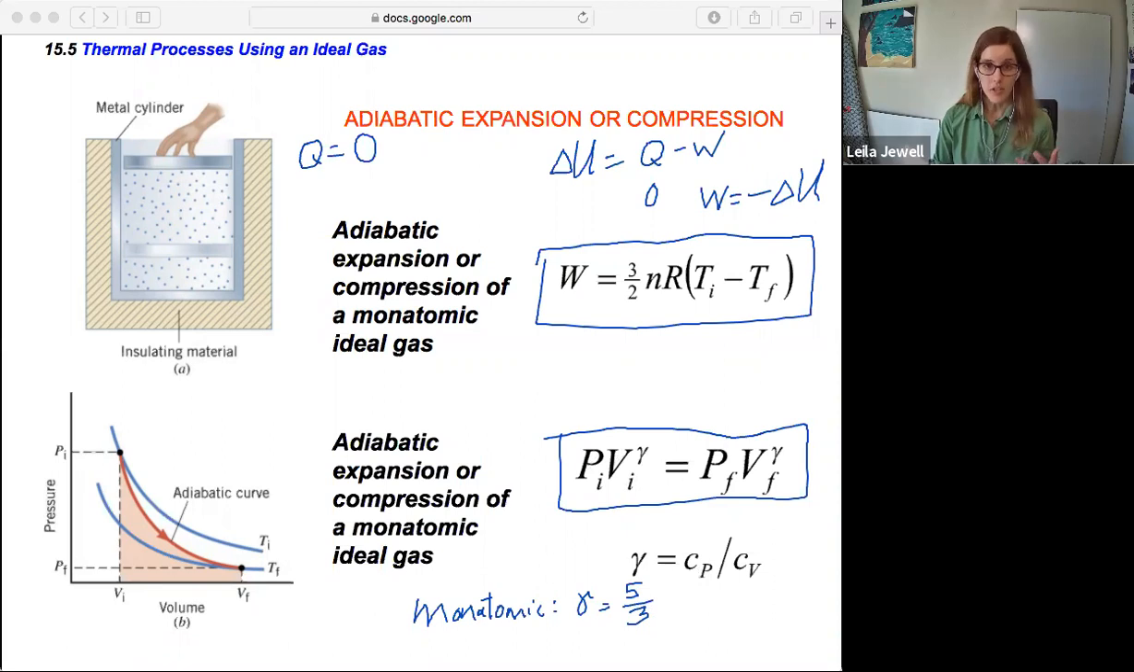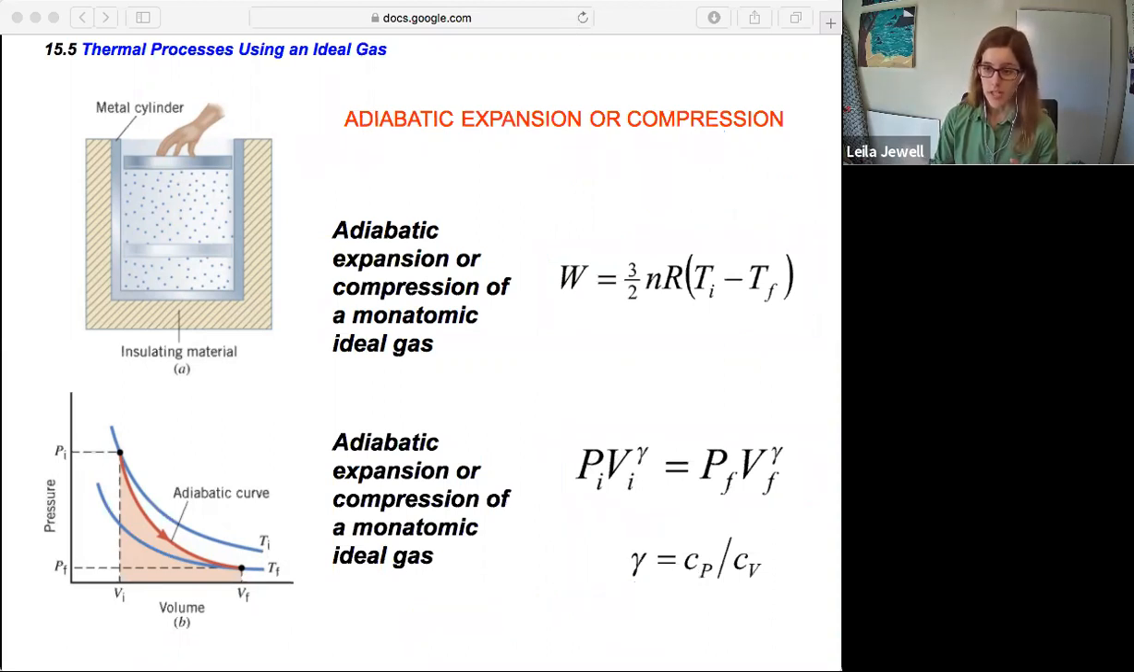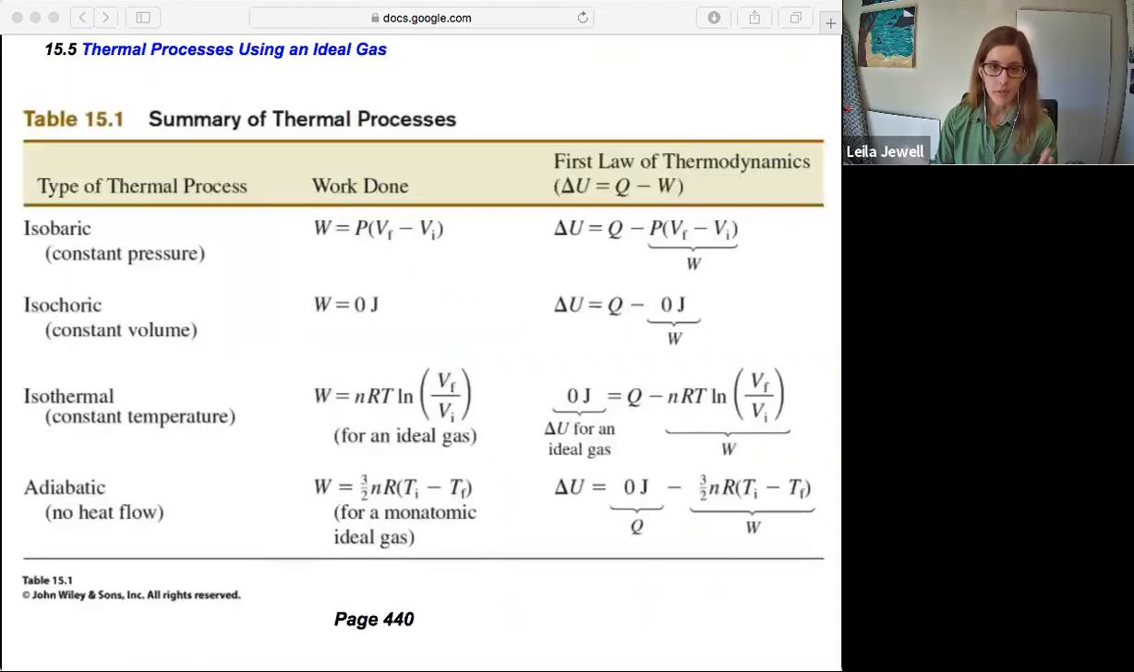All right, so this introduces the adiabatic process. We've seen a lot with all these different processes, so conveniently, all of this information is summarized in a table. So this is table 15.1, and it has the type of thermal process, right? And what's held constant: isobaric, constant pressure; isochoric, constant volume; isothermal, constant temperature; adiabatic, no heat flow. The work done, right? So we have our P delta V equation for if it's constant pressure, 0 work if it's constant volume. Ideal gas follows this nRT natural log, V final over V initial, and a monatomic ideal gas for an adiabatic process follows this equation.